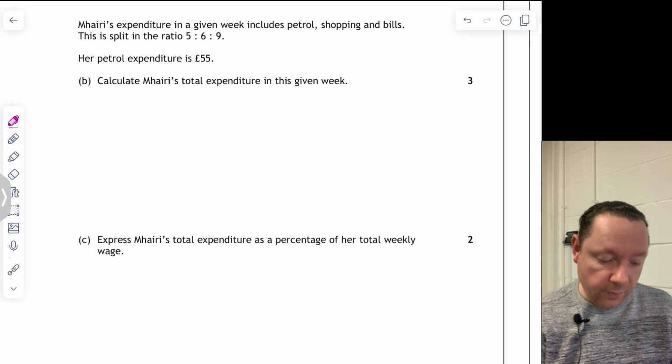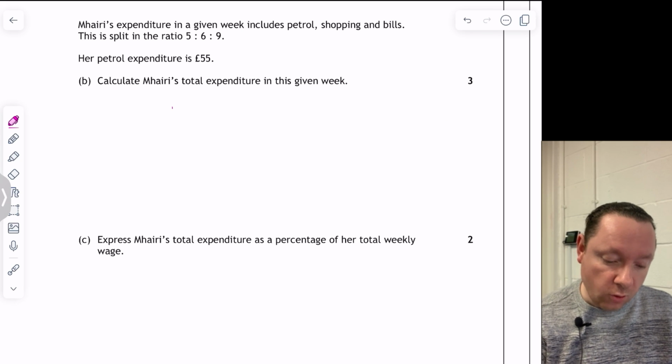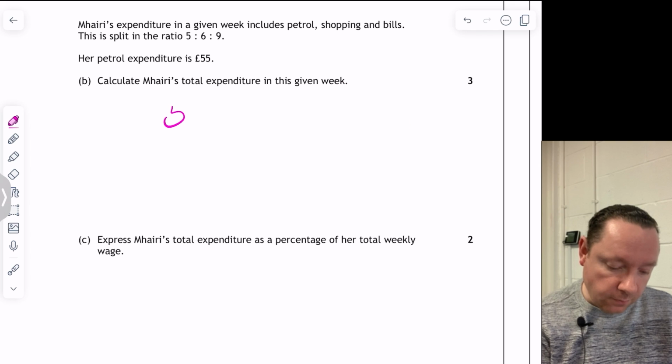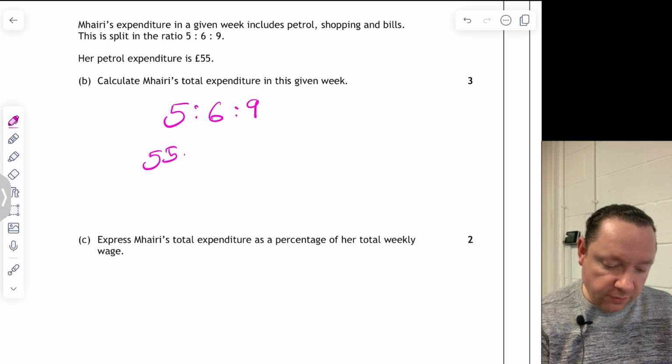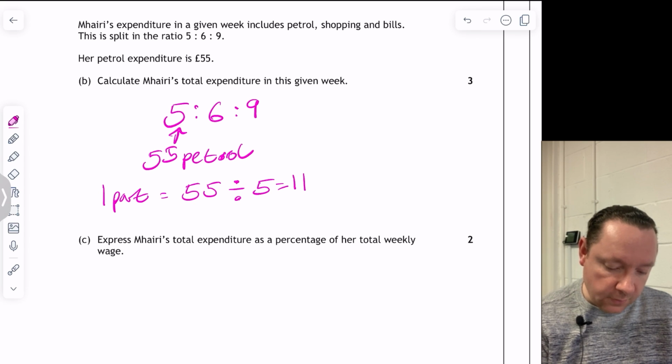And we're done there. Question B, Valerie's expenses in a given week include petrol, shopping and bills in the ratio of 5, 6, 9. And it says that her petrol is 55. So 55 petrol. So this number here is petrol. So for one part, I can do 55 divided by 5, which equals 11.